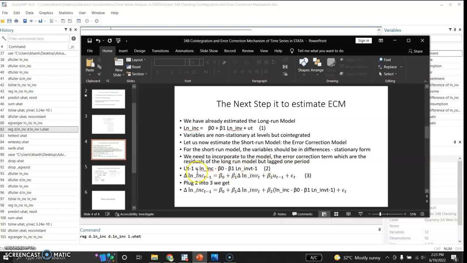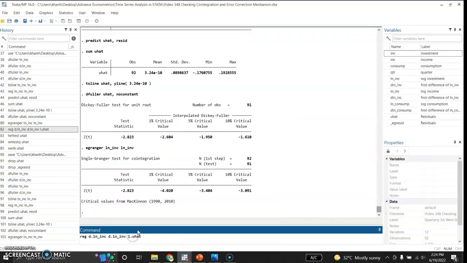And then we have this equation in difference form, that is delta natural log income. Then I regress this on delta natural log of investment in lag 1 period, and later on I have this as an error term, and if I plug this equation number 2 into 3, I get this. So I am basically going to estimate this equation. So let me go back to Stata. So this is the equation that I just discussed.